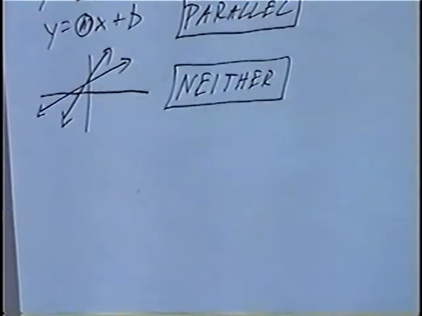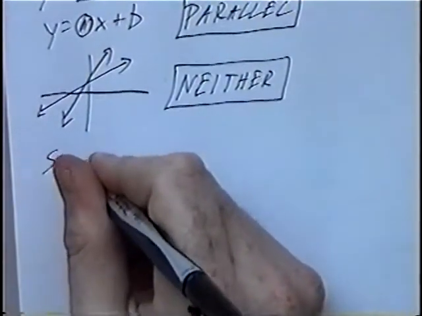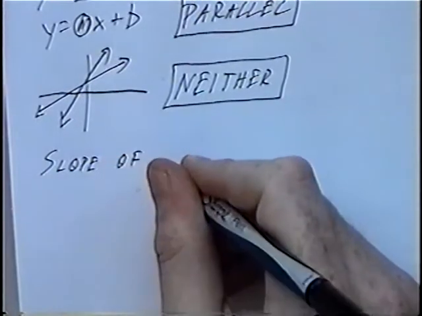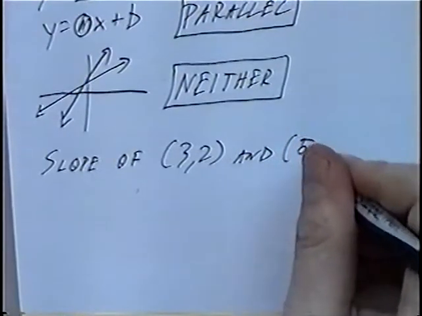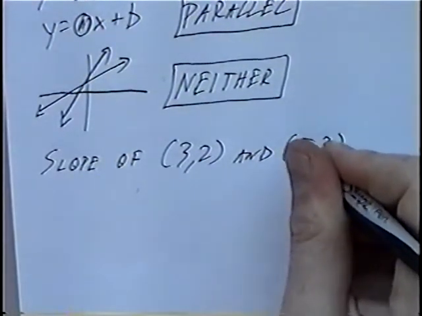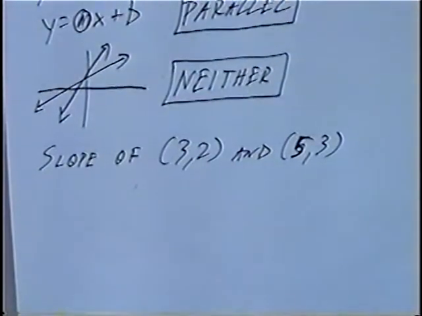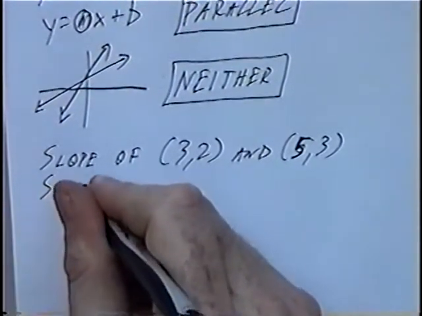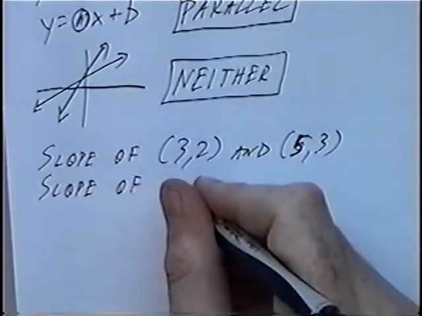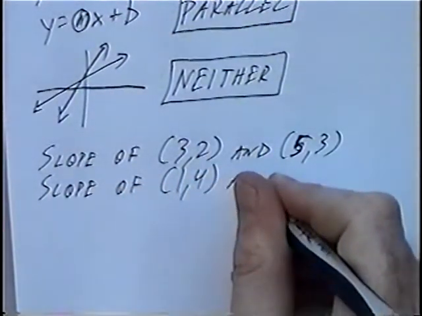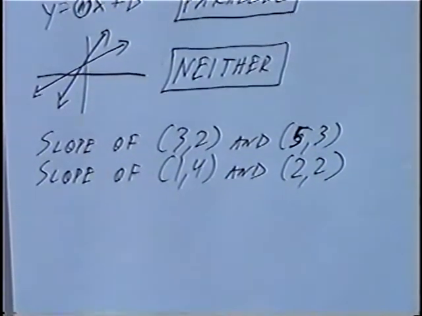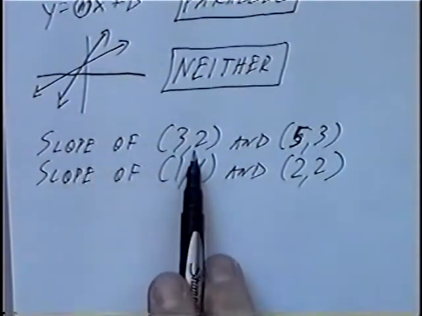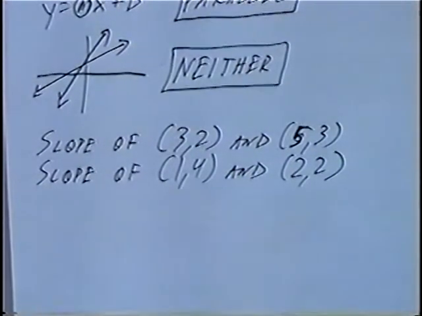And last question. First one will have the slope of points 3, 2 and 5, 3. And we'll also have the slope of points 1, 4 and 2, 2. To determine if these lines are parallel, perpendicular, or neither, we'll first have to find the slope of the first points and also find the slope of the second points.